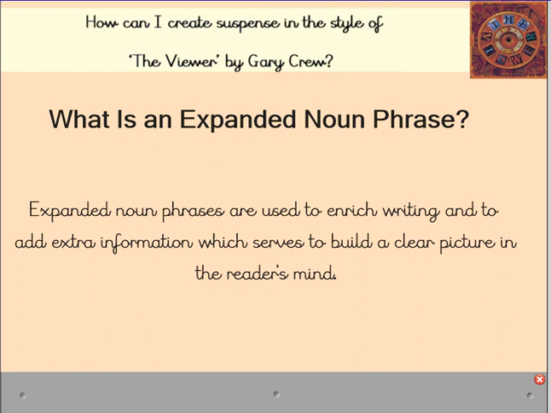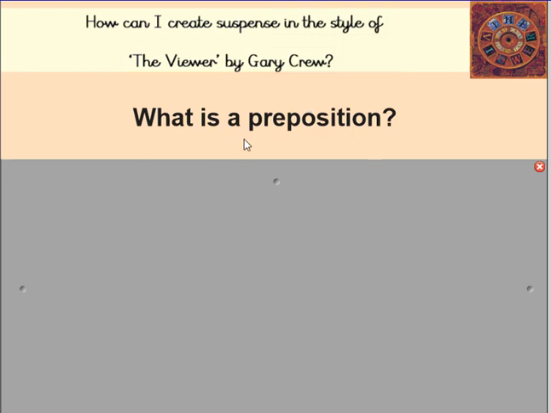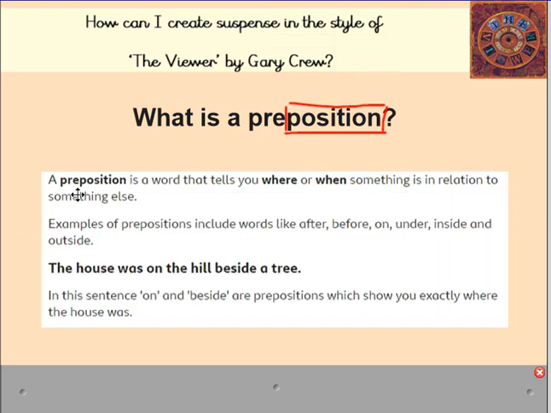Now there's something else that we're going to need to use to make it even clearer, and that's a preposition. There's a big clue in here as to what a preposition is. And yeah, you got it. It is linked to the position of the noun. It tells us where or when something is in relation to something else. So, the house was on the hill beside a tree. The two prepositions in there are on, telling us it's on the hill, and beside, because it's beside the tree.